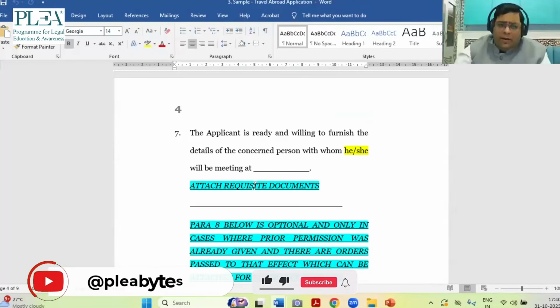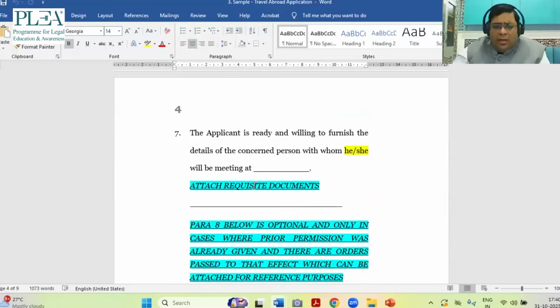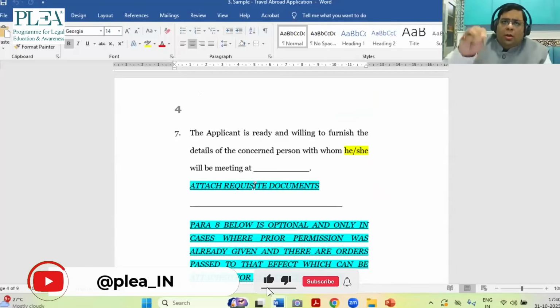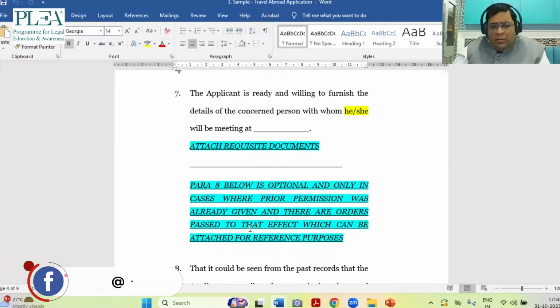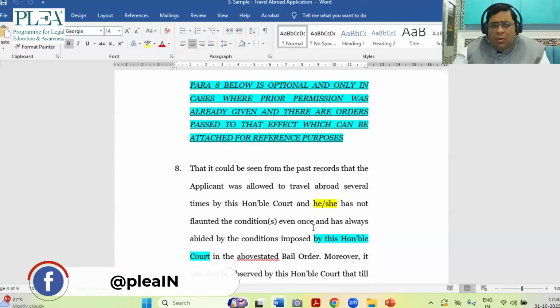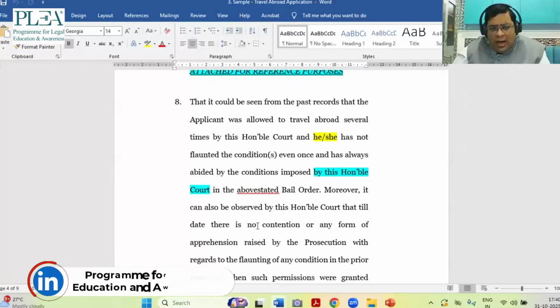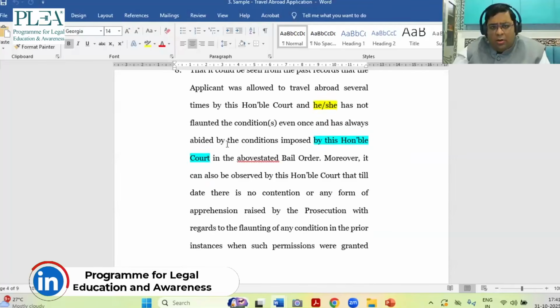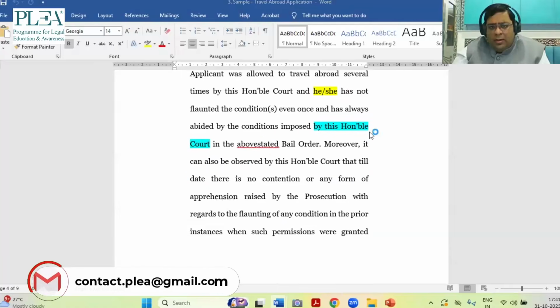Now, this is something which I prefer: that the applicant is willing and ready to furnish details of the concerned person whom he will be meeting abroad, so that if he is unable to be reached, the court can direct that this person can be contacted so that the accused is traced. Now, this paragraph number 8 is optional and only in the case where previous permissions were granted for travel abroad, that from the past records, the applicant has traveled abroad and has not flouted any condition.